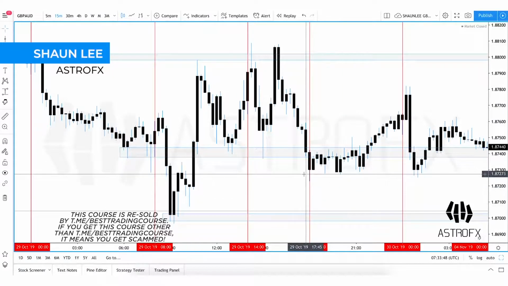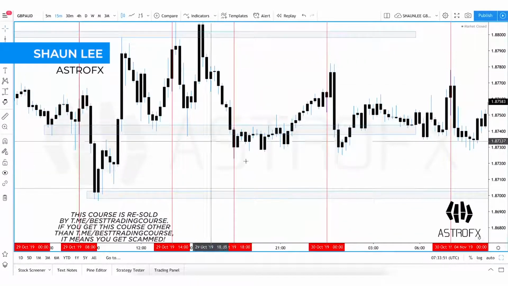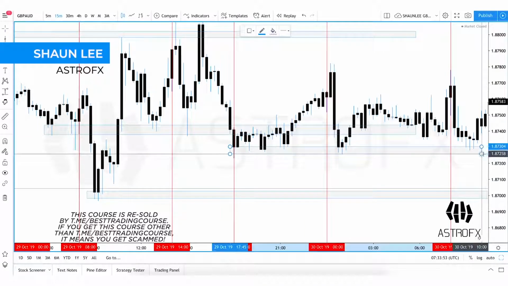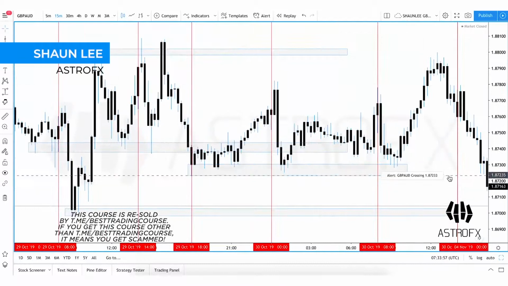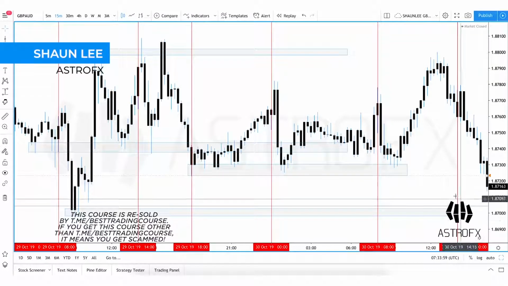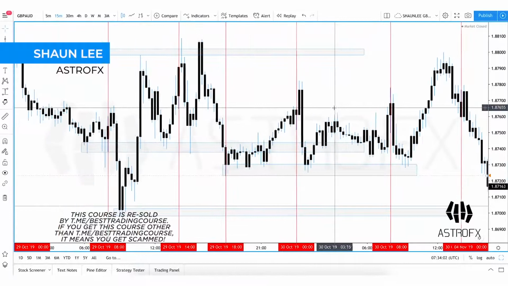And then here also, you know what? This is what you do. This is the US session low. Bring this across. See if the market respects that. Oops, I don't want an alarm there. Nope. For the next day also.